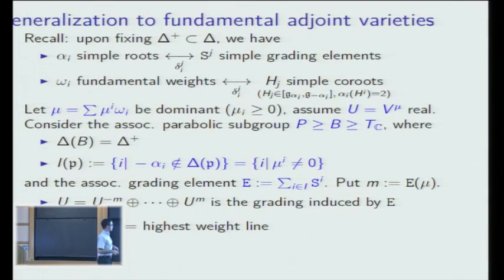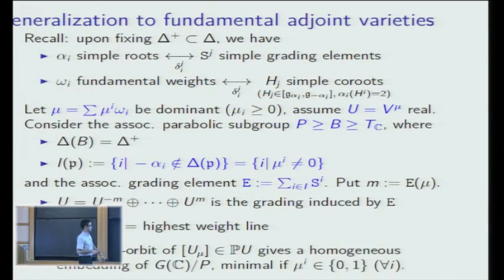Moreover, this is a sort of Calabi-Yau Hodge structure because U of m is one-dimensional when I set things up in this way. So it's just a way of getting a bunch of Calabi-Yau Hodge representations, if you will. And then the G_C orbit of U mu, this line in PU, gives a homogeneous embedding of G_C mod P into PU, which is minimal if the mu i's are all 0 or 1. Okay?